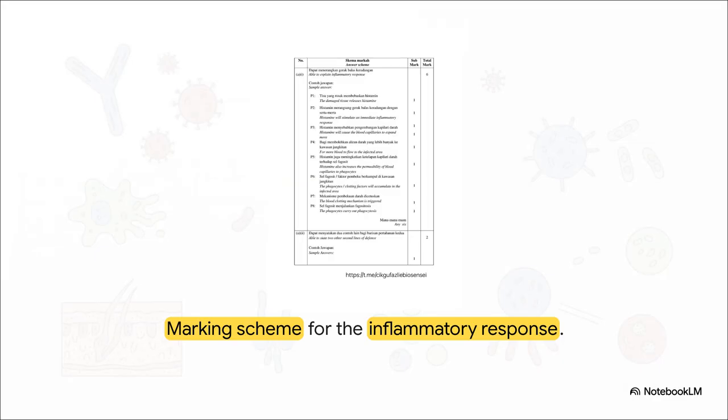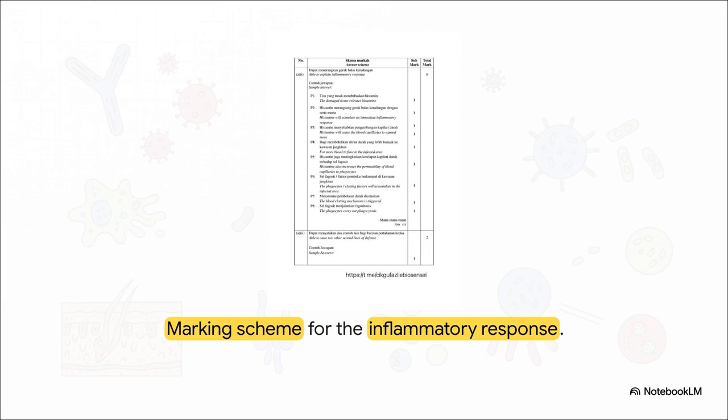Look at how beautifully our logical steps map onto the exact marking scheme. Damaged tissue releasing histamine gets you point P1. Stating that histamine stimulates the response is P2. Histamine causing capillary expansion is P3. Allowing more blood flow is P4.